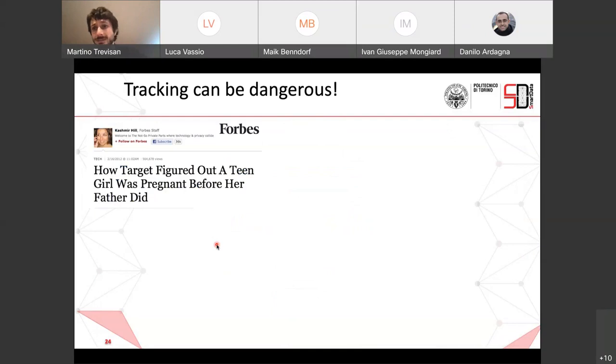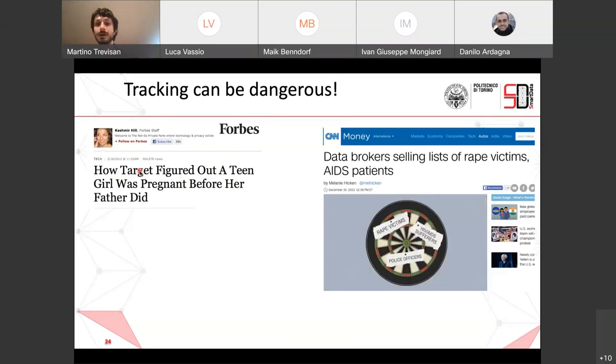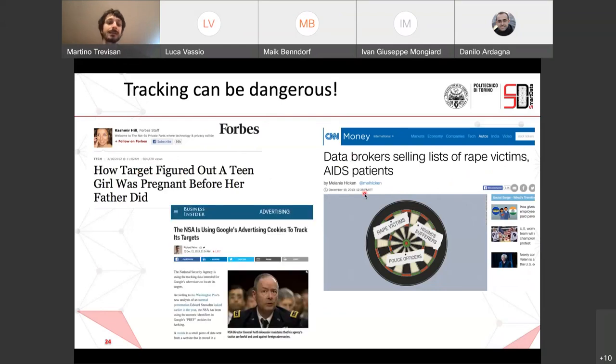But also there are problems in this kind of ecosystem because all this data can be used also for bad purposes. So for example, there has been a case when the Target company figured out that a girl was pregnant before her father and was sending some ads to their house. And this was possible because of the gathering of this browsing history of this girl. Also, data brokers have been found to sell, to exchange health-related data of people. Also, if they were victims of rape, AIDS patients, and so all the diseases of people were sold on the market. And also, this is sometimes not very good for democracy because security agencies can use this to track people.